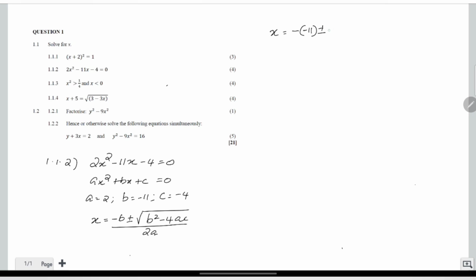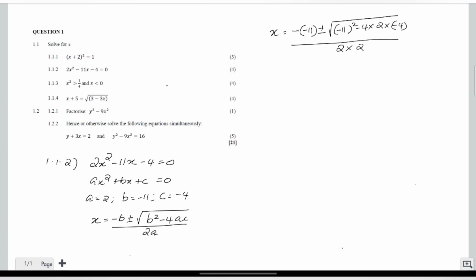Then the square root of, again b squared, b is minus 11 squared, minus 4 times a, which is 2, times c, which is again negative, divided by 2 times a, which is 2. So I substituted. There is 1 mark for substitution, so it must be shown in the answer sheet.